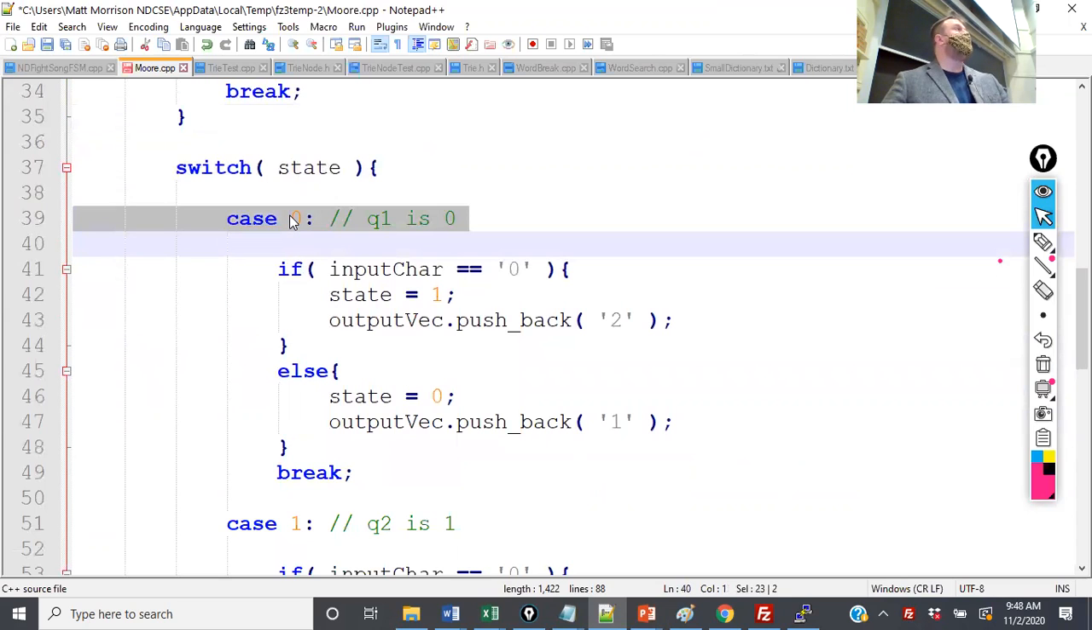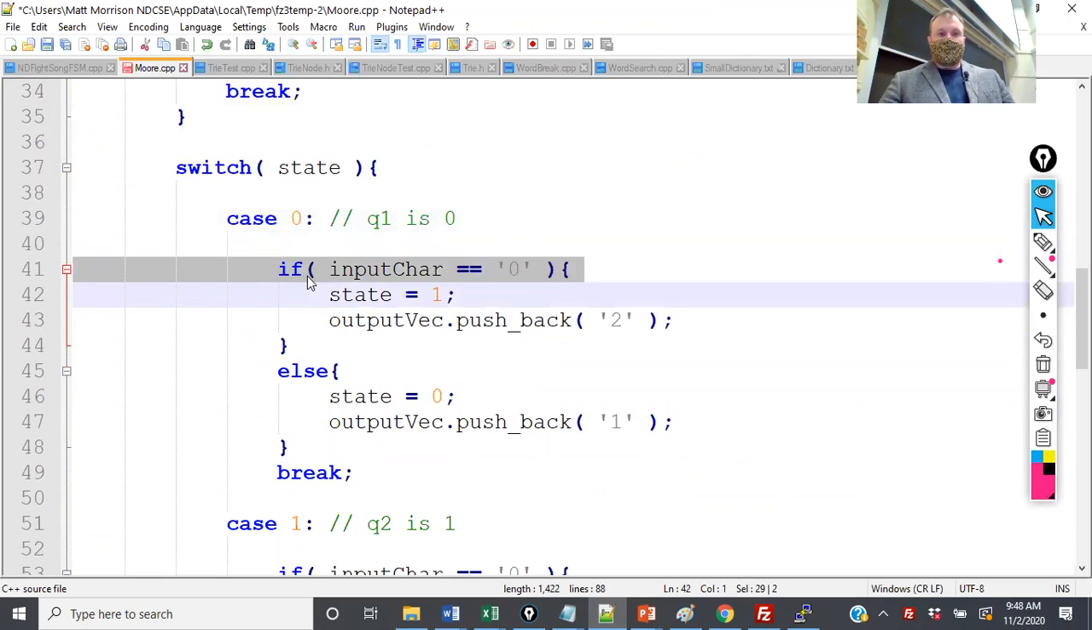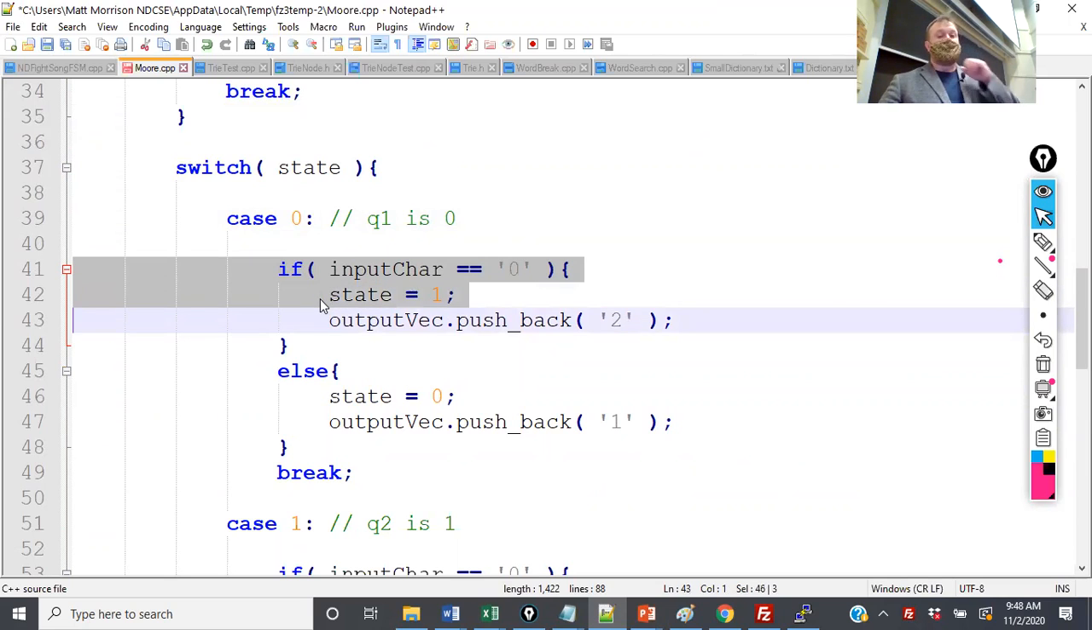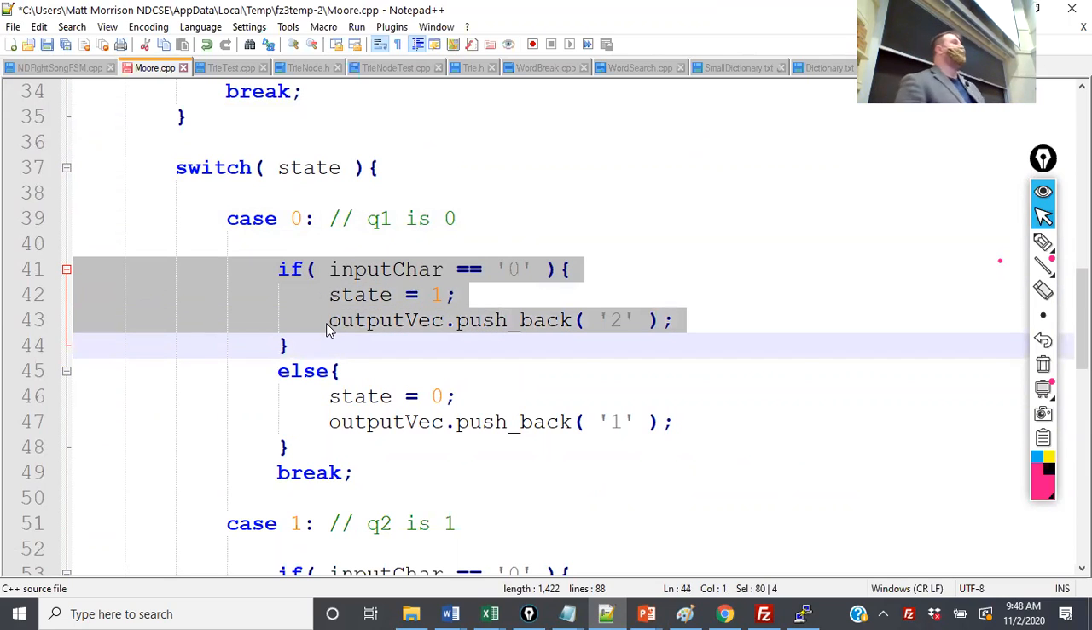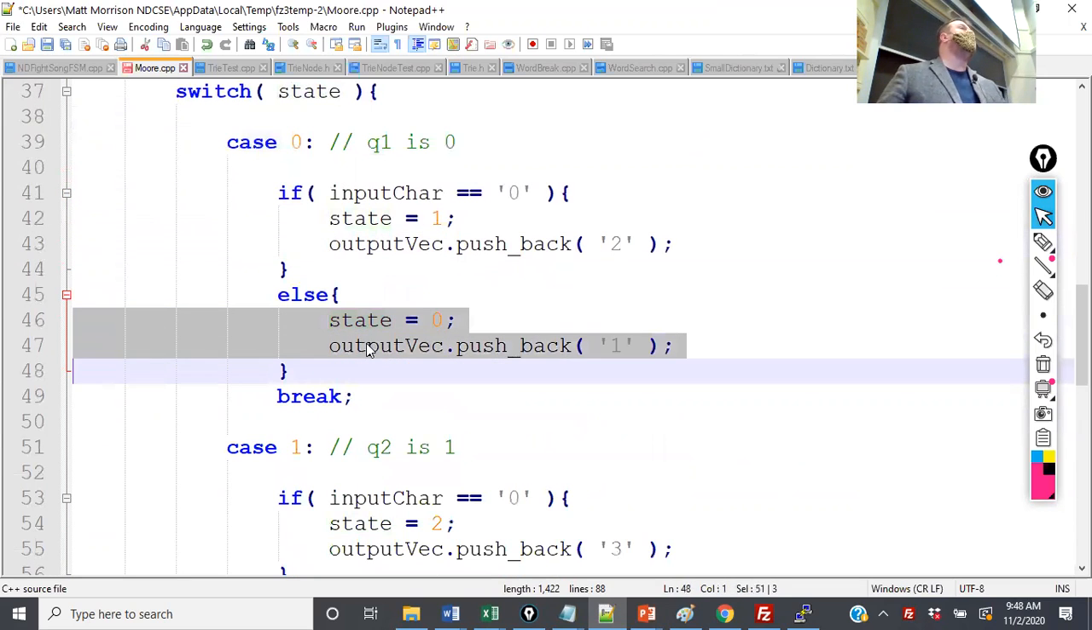So Q1 is going to be case 0. And so hopefully this clarifies some of the questions from earlier, that we're relating characters to our specific states. So we can name them arbitrarily based on what we're trying to represent in code. So if the input character is equal to 0, I'll move to state 1 and I'll push back 2 onto the output vector. Otherwise, I'll go to state 0 and I'll push back 1.